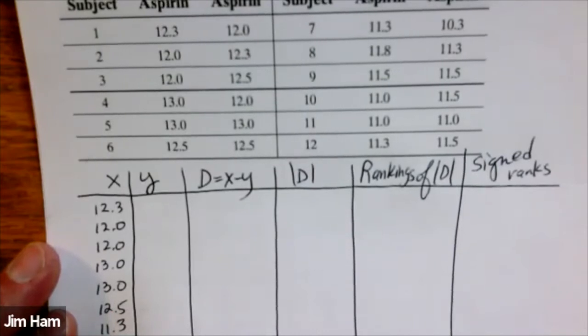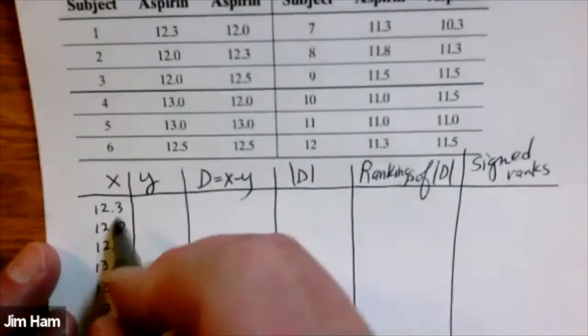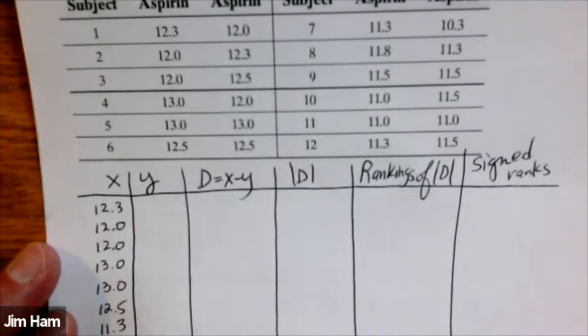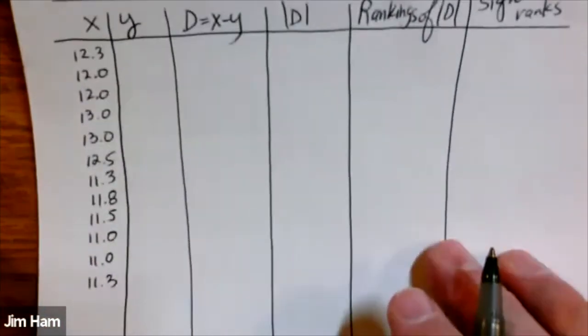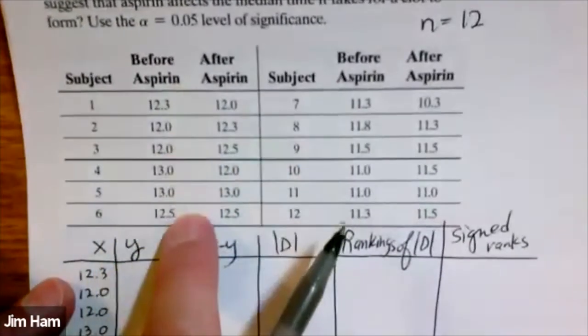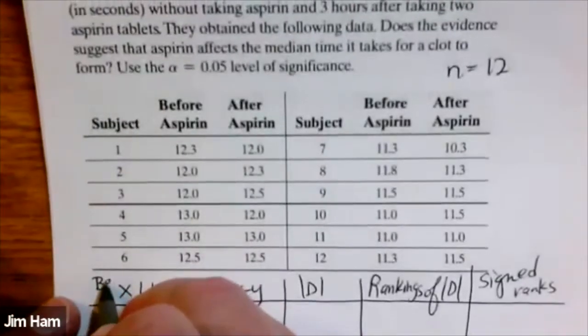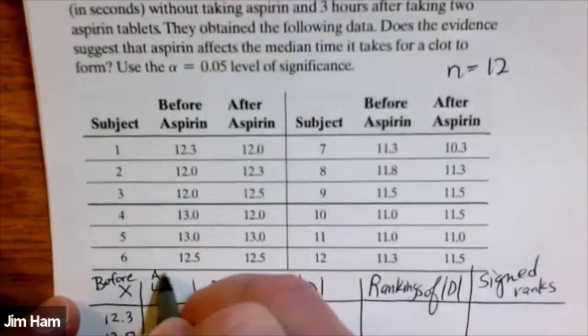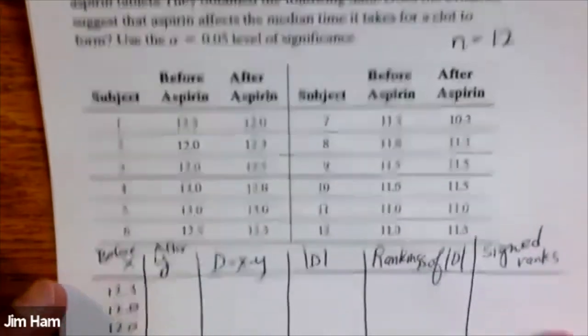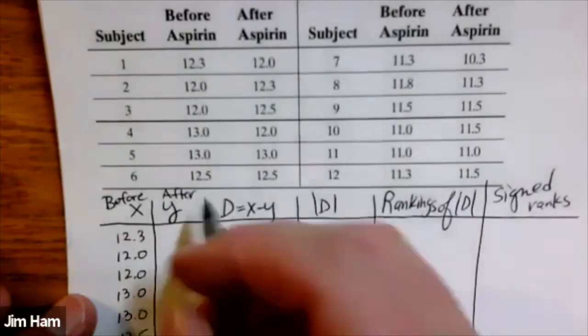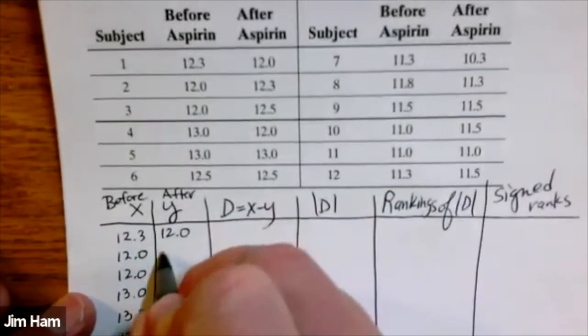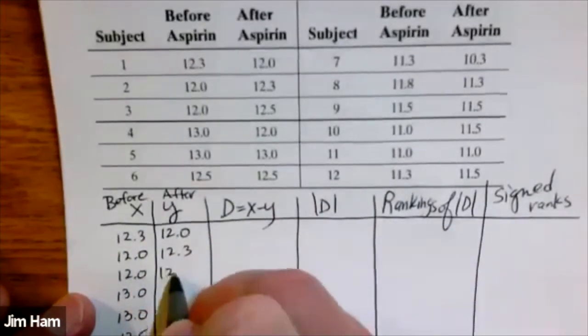So everybody has a similar clotting time. These are seconds, so it's not a whole lot. 1, 2, 3, 4, 5, 6, 7, 8, 9, 10, 2 more, 11, and 11.3. All right, so those are all the numbers in the first column. This is kind of the before. And then we have the after, and they measure it. So 12.0, 12.3, and so on.